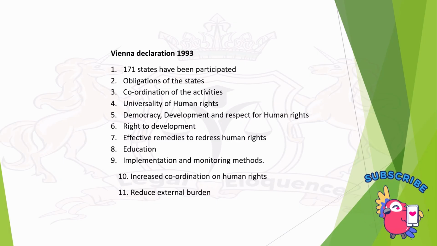Vienna Declaration, 1993. 171 states participated in the Vienna Declaration of 1993. Obligations of the states are defined there. Coordination of the activities has been defined. Universality of human rights has been approached. Democracy, development and respect for human rights. Right to development. Effective remedies to redress human rights violations. Education, implementation and monitoring methods. Increased coordination on human rights. Reduce external burden. All these are mentioned in the Vienna Declaration 1993.